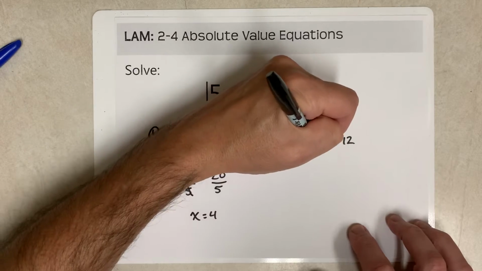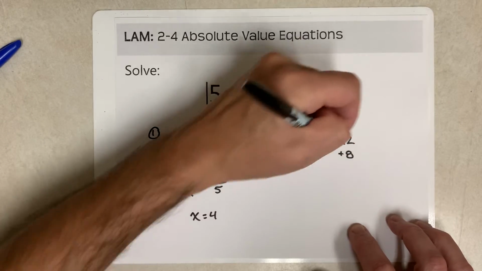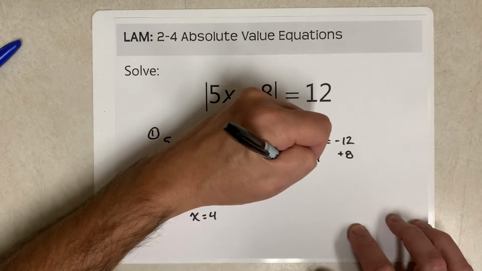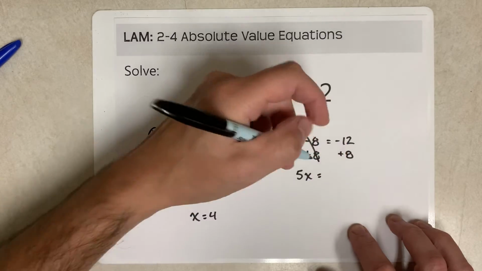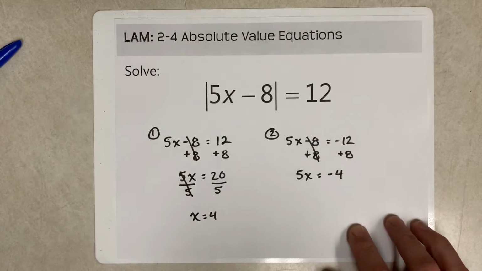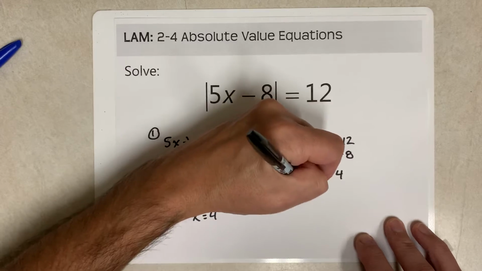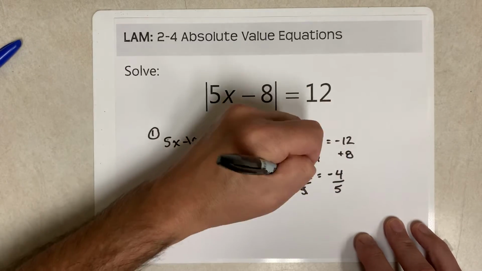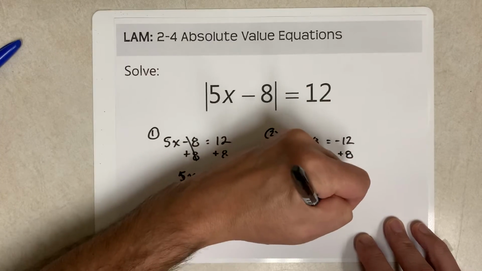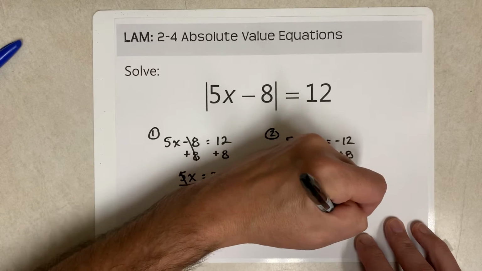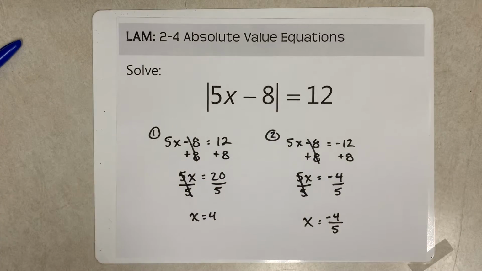This one, if I add 8, cancels out. 5x is equal to negative 4. Divide by 5. Divide by 5. And I get x equals negative 4/5. So yes, you can get fractions with these. It does happen. It happens quite frequently.